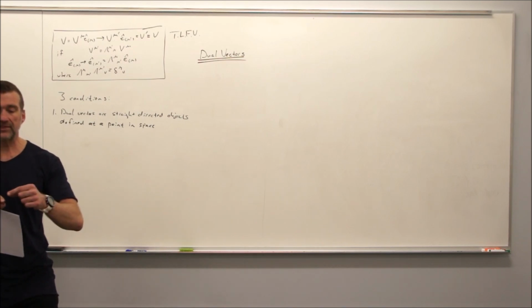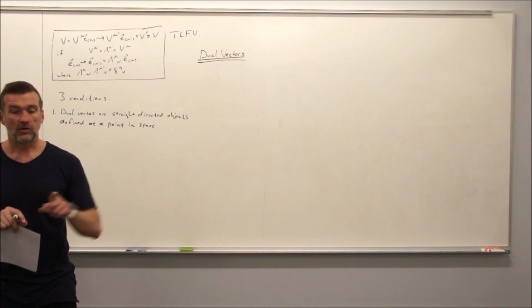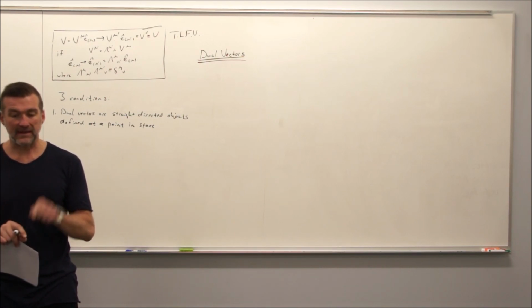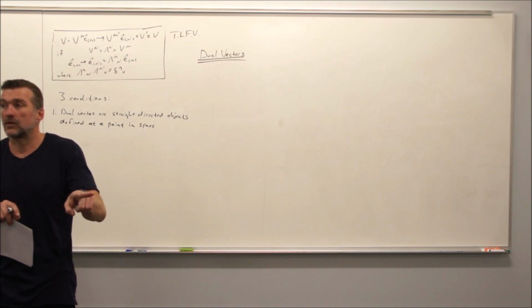We said that you cannot think of a vector as something that extends from one point to another. You literally have to think of the vector as being defined at a point. And then it extends in what space?